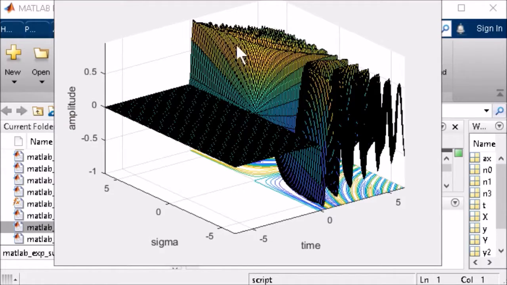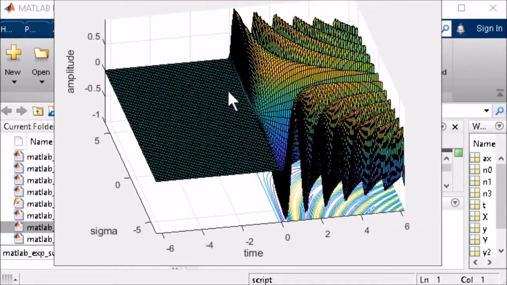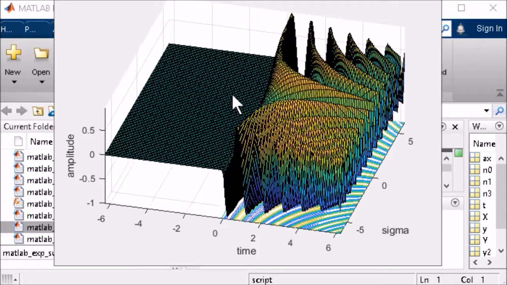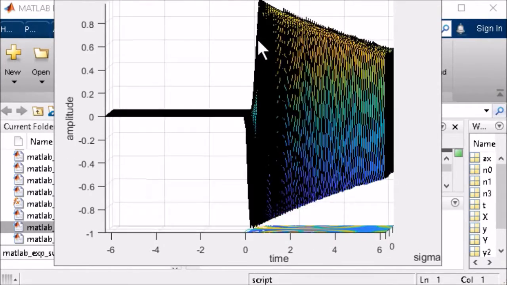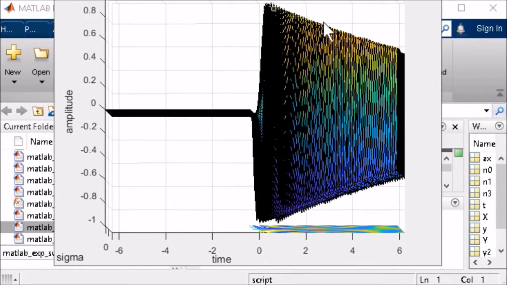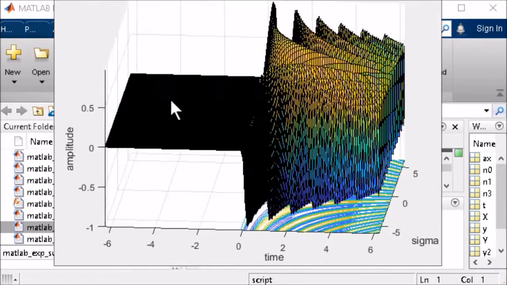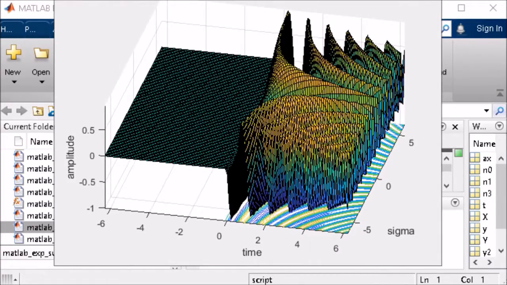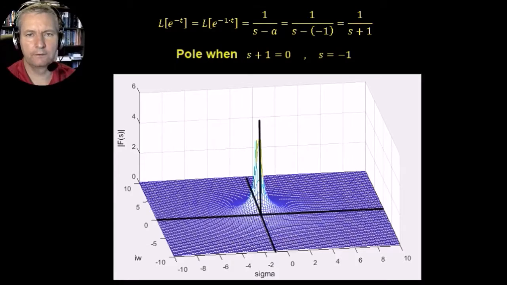So this is the sine surface here, and again the sine surface has been modulated by the exponential, so you can see this exponential modulation here. So here's the final Laplace transform of the function that we've been looking at throughout this example.